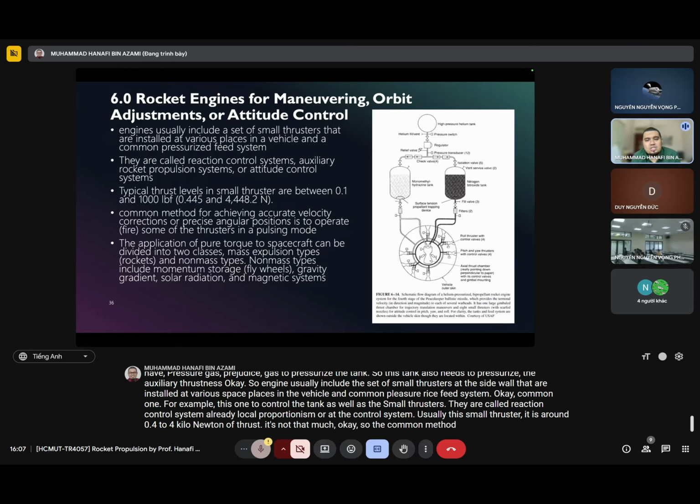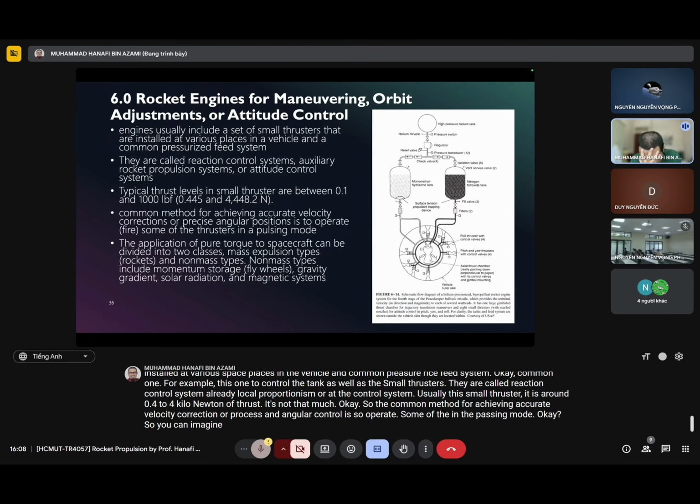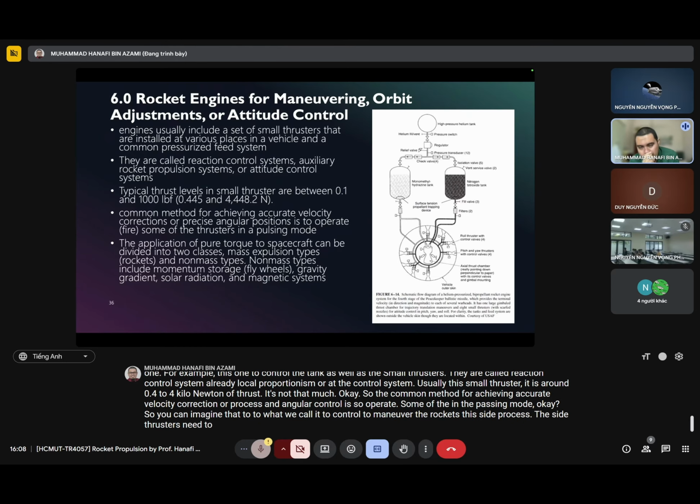Okay, so the common method for achieving accurate velocity correction or process and angular control is to operate some of the thrusters in a pulsing mode. So you can imagine that to control, to maneuver the rockets, the side forces, the side thrusters need to operate as well.